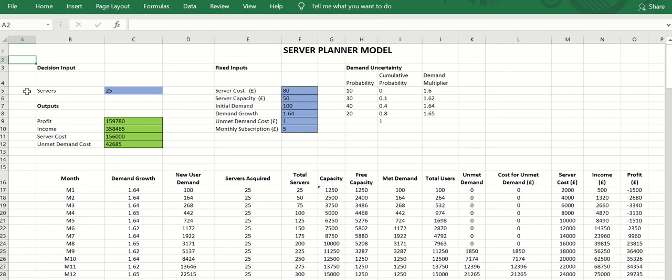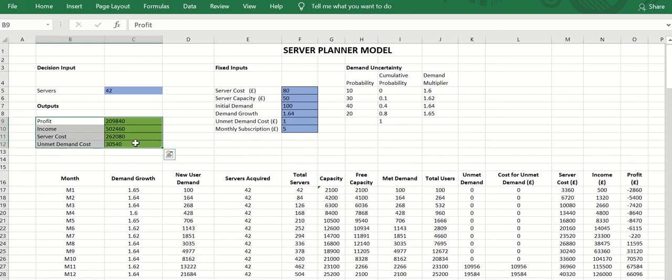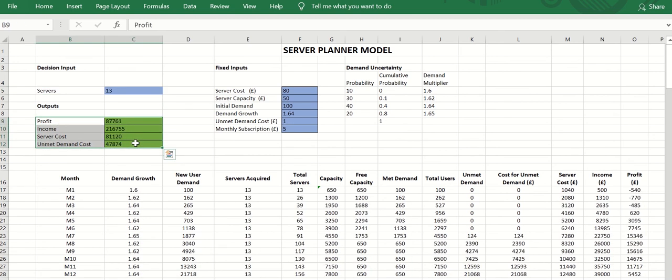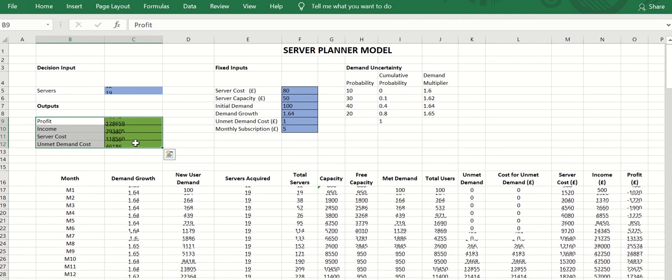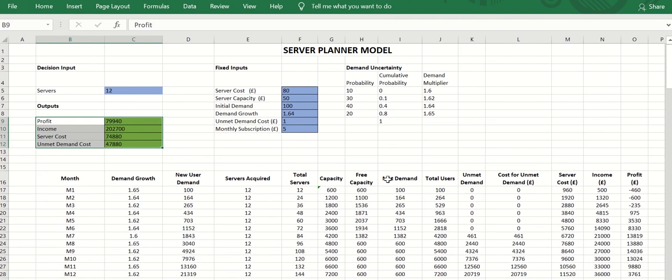We have translated the dependency diagram into the Excel model. Here, you can enter the number of servers and you can see that as the servers are changing, profit, income, server cost and the cost for unmet demand gets automatically updated. You can also track how many customers Dogpool can cater and how many customers Dogpool might lose.